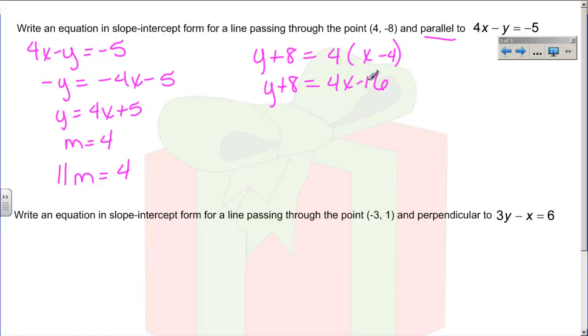And then I got to get y by itself, so it's in slope-intercept form. So I'll subtract this 8. So y equals 4x minus, my apologies, 24. That is the equation of the parallel line in slope-intercept form. This line and this line, if I were to graph them on my graphing calculator, would be parallel to one another because they have the same slope.